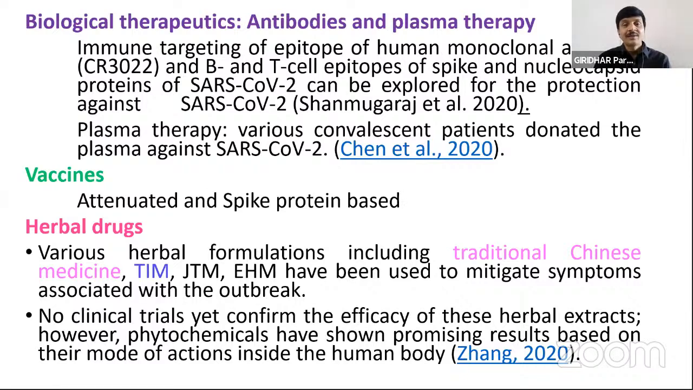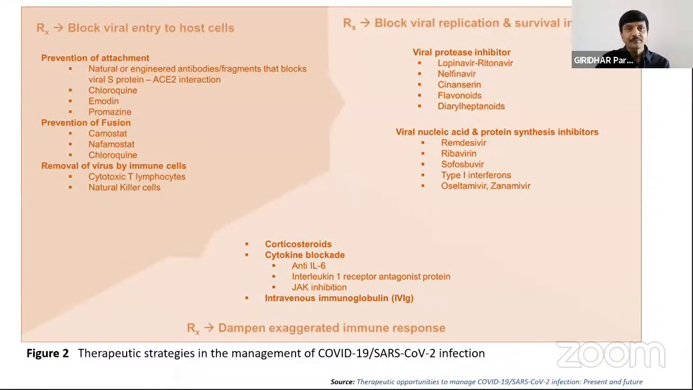The other alternative option is herbal drugs. Various herbal formulations based on traditional Chinese medicine, traditional Indian medicine, Japanese traditional medicine, European medicines, and like that, many such herbal medicines have come into the picture. Of course, it took more than one year, from wave one to wave two, to test the efficacy of several traditional medicinal systems. However, no clinical trials yet confirm the efficacy of these herbal extracts.